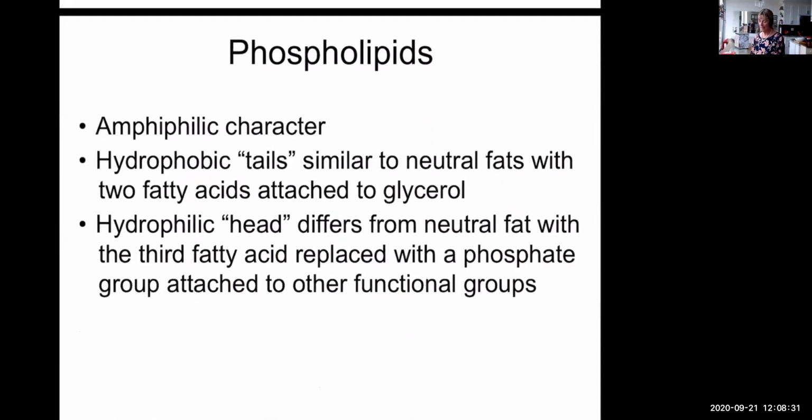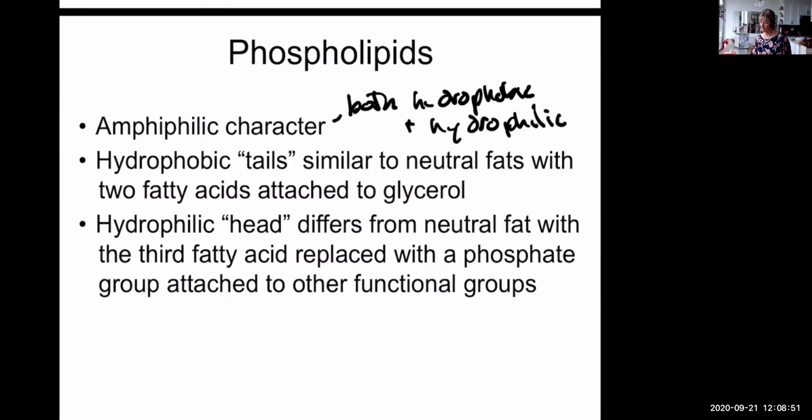Another kind of lipid is a phospholipid. It's amphiphilic in character. That means it's both hydrophobic and hydrophilic. It has a hydrophobic tail, very similar to neutral fats, with 2 fatty acids, though, not 3, and a hydrophilic head, which differs because the 3rd fatty acid is replaced with a phosphate group.